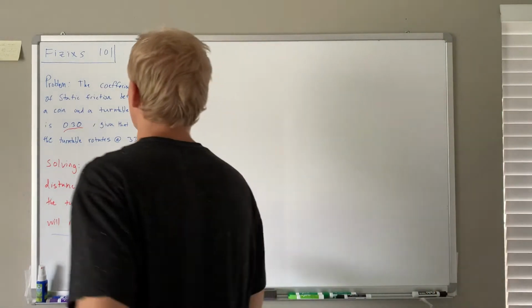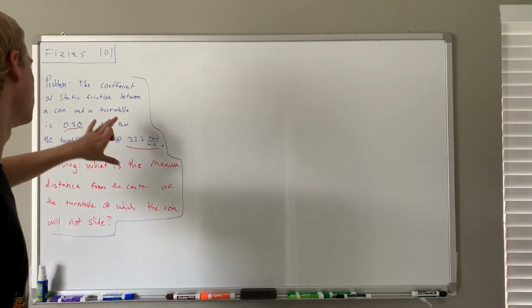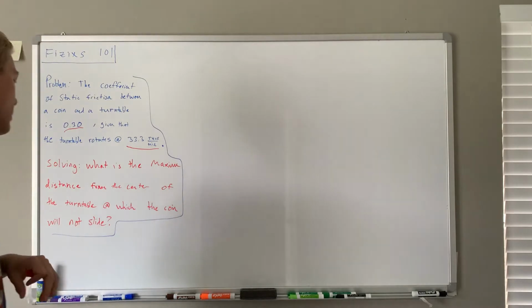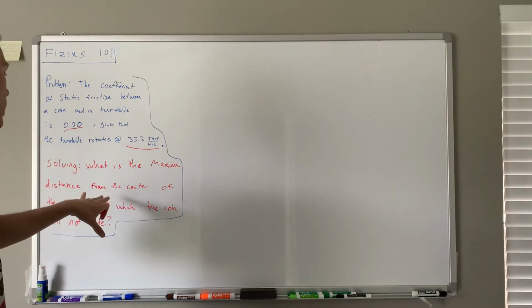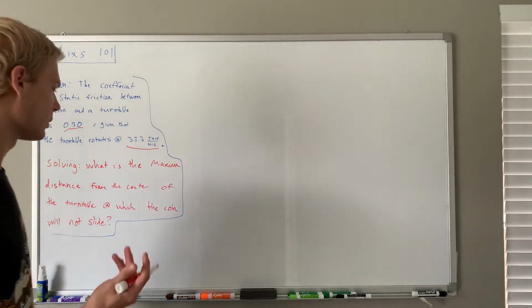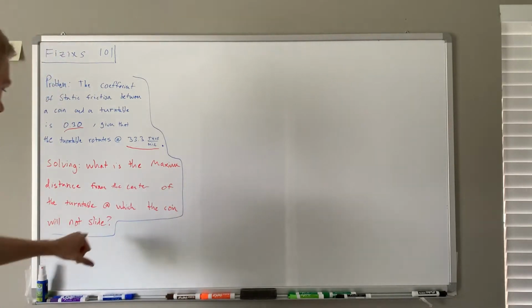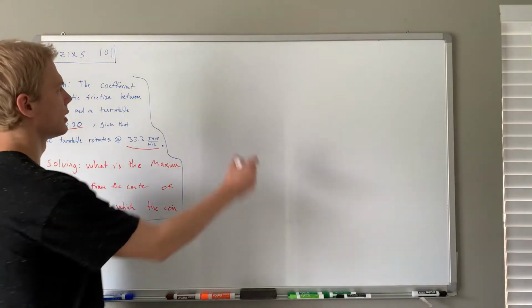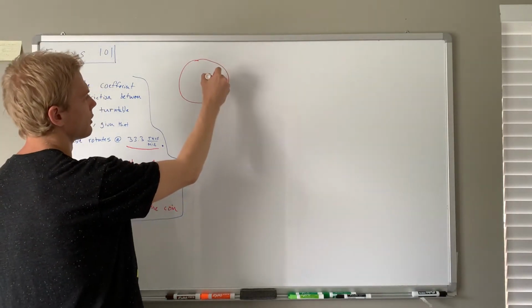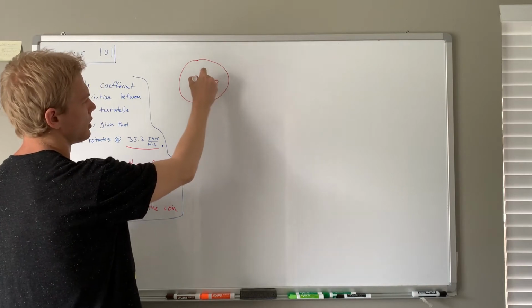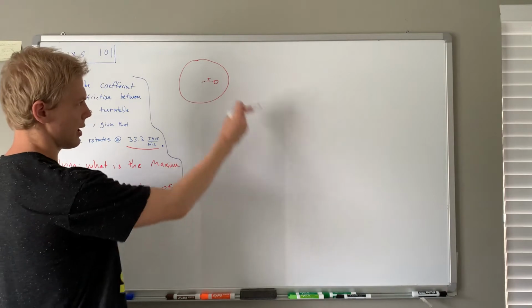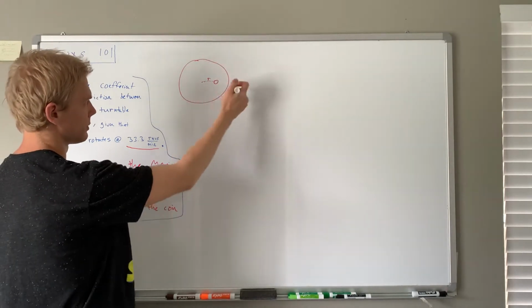Stop right now. They give you a coefficient of static friction and how fast a turntable is moving, and a coin is on the turntable, and you want to solve for the maximum distance from the center for which the coin will stay in circular motion and not slide. So it's going to look like you have some turntable, you have a coin, and it's going to have some distance r, and you want to find the maximum r.